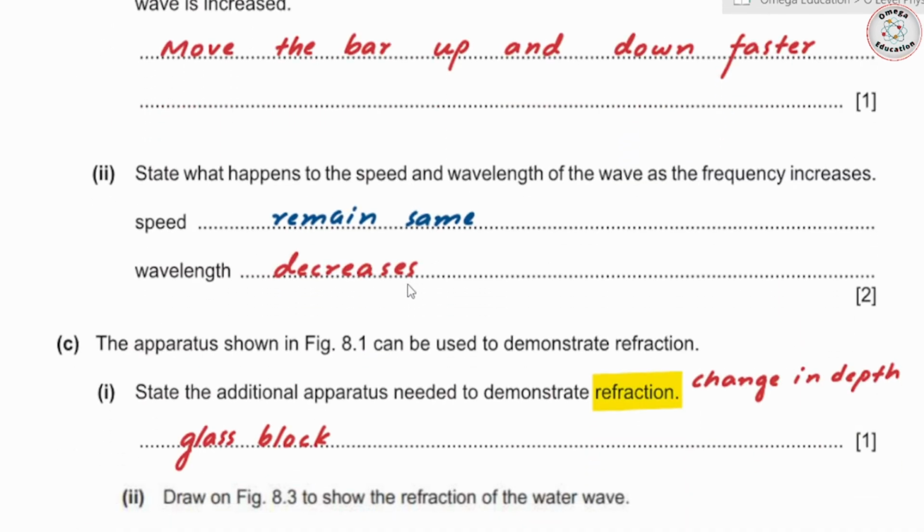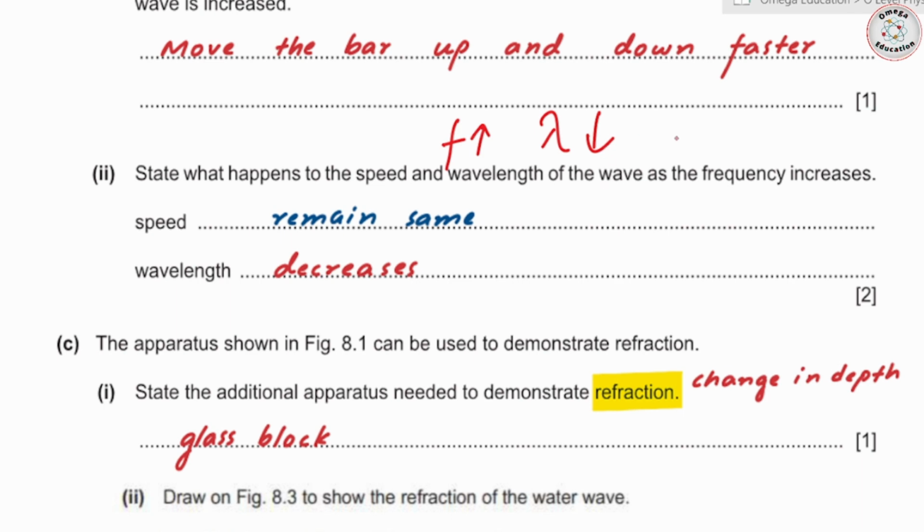State what happens to the speed and wavelength of the wave as the frequency increases. Speed does not change, speed remains the same, and the wavelength would decrease. Because you have increased the frequency, the speed will remain the same only if the wavelength has decreased, because once you increase the frequency, the wavelength automatically decreases.